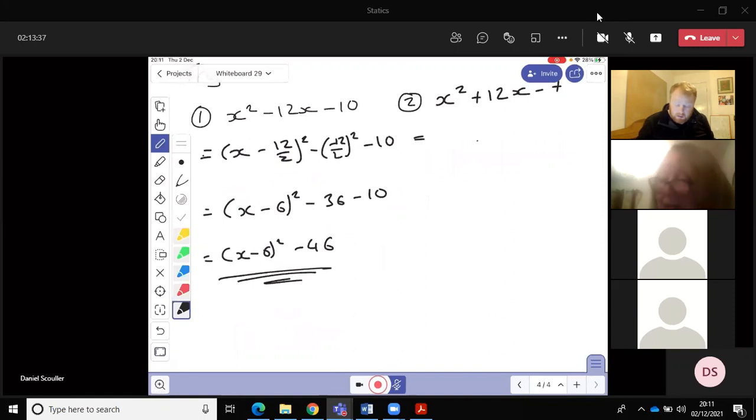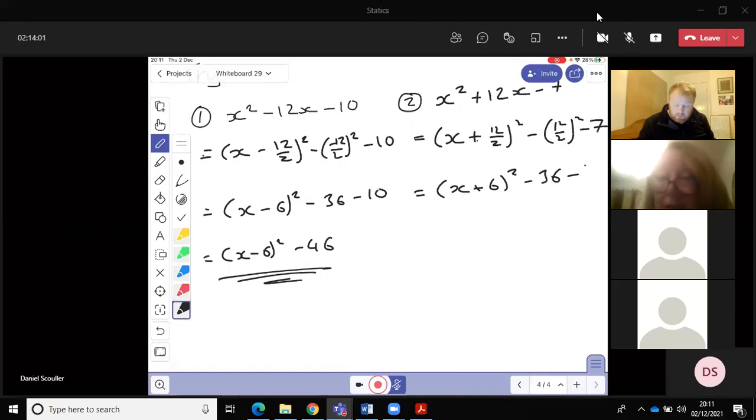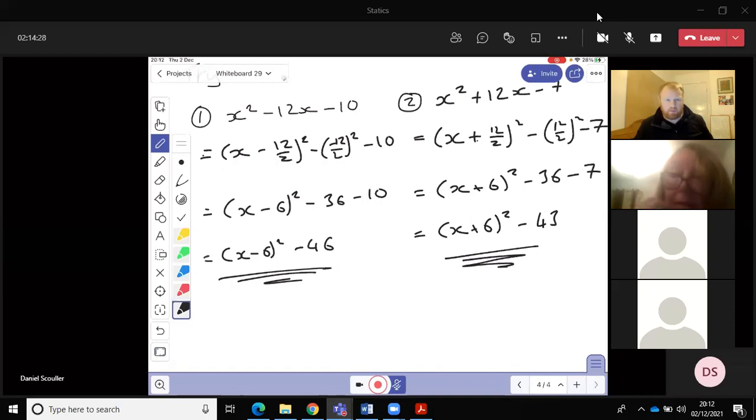Anyone not see that? Not get that? Okay, everyone okay with that? Nice one. So that's completing the square.